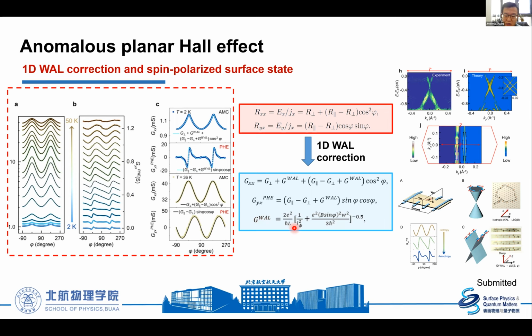And we use this revised formula for the fitting. All the curves could be fitted well, indicating the one-dimensional weak anti-localization in our case. And this one-dimensional weak anti-localization is correlated to the topologically non-trivial surface state. We think it is correlated to the one-dimensional spin polarized band structure in the 1-0 surface. We also want to extend our theory to other symmetries.